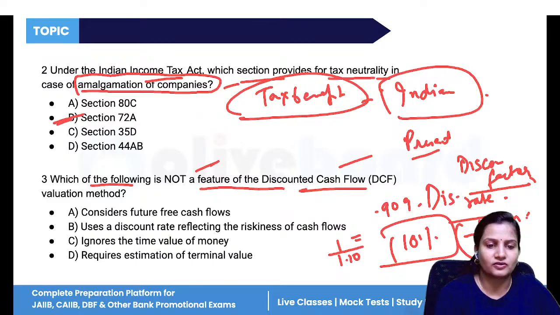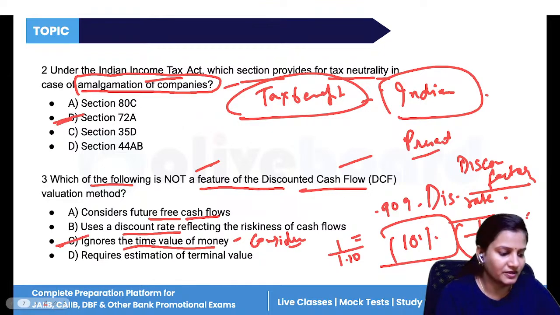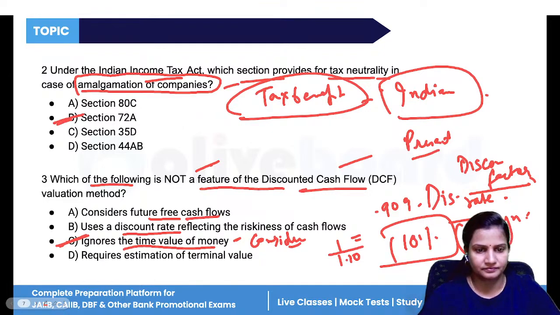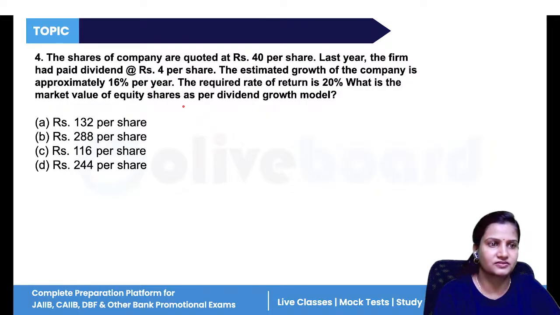Which one is not the feature of that? It considers future cash flows. It is the discounting rate. It ignores time value of money. Does it ignore time value of money? It does not ignore, it considers time value of money. That is option C. It is not the feature of discounting, because it says ignores, but it considers. Now, next.